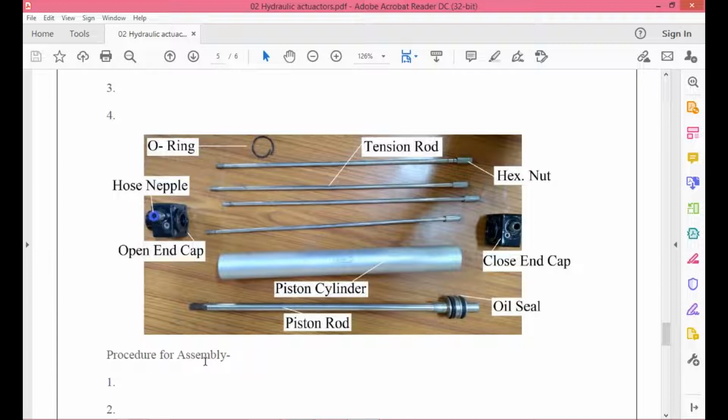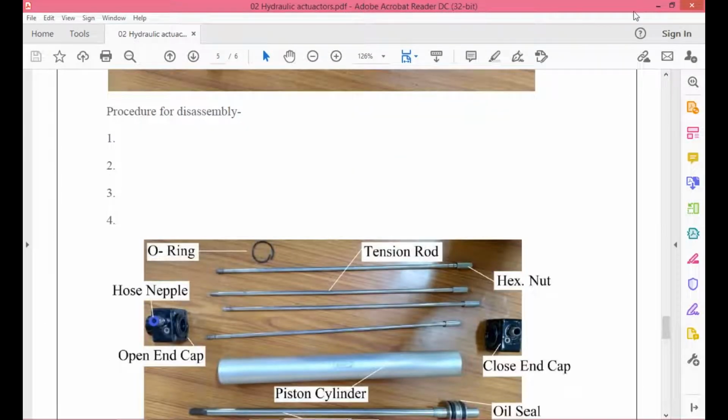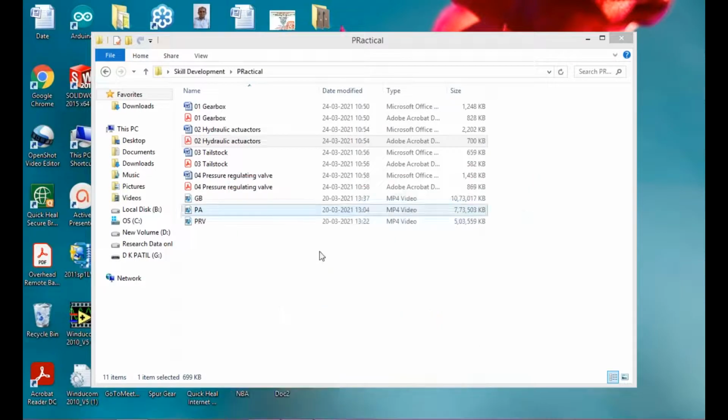And how to assemble? So the assembly process is there. You can insert the piston rod having the oil seal in the piston cylinder, right? Then insert the open end cap, right? Then fix the closed end cap, right? Then insert the tension rod, and by using the Allen bolt you can fix this tension rod. So this is the process for the assembly. In this way you can write down the process chart for each and every practical setup.